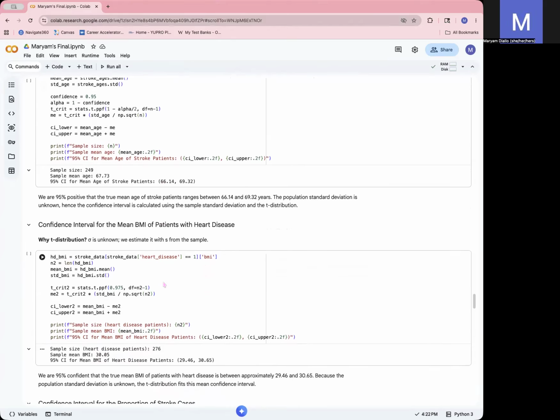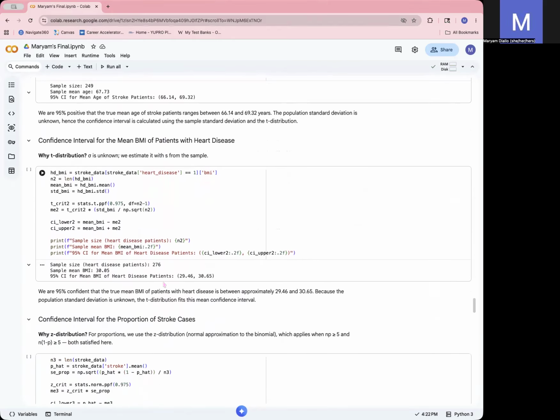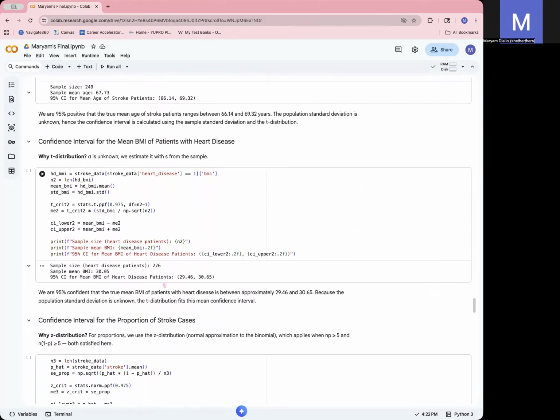Our second confidence interval is for the mean BMI for patients who have heart disease. We use a t distribution because the population standard deviation is unknown. The interval came out to be about 29.46 to 30.65. So we're about 95% confident that the true mean BMI for heart disease patients falls in that range.